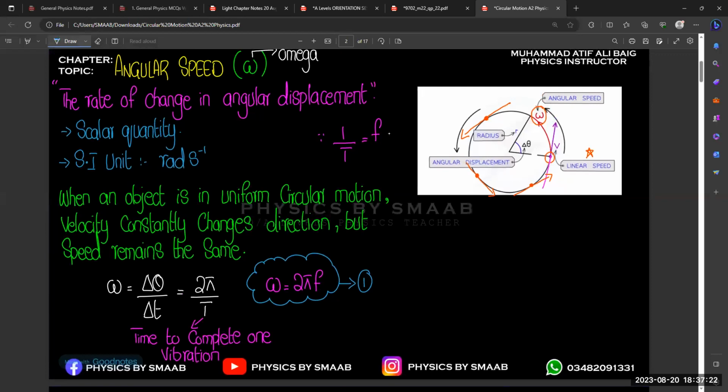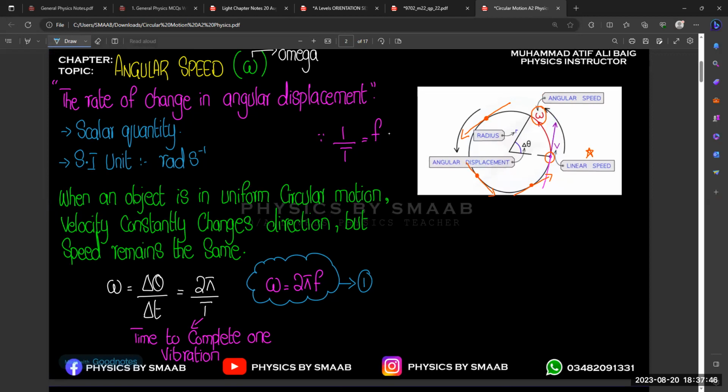One more thing. Now we need to compare linear velocity with angular speed, right? Now the linear speed and the angular speed, we need to find the relation between them, right? So what we need to do, we know that the linear speed and the angular speed are both like the same, but there is only a difference of linear distance and angular displacement, right?